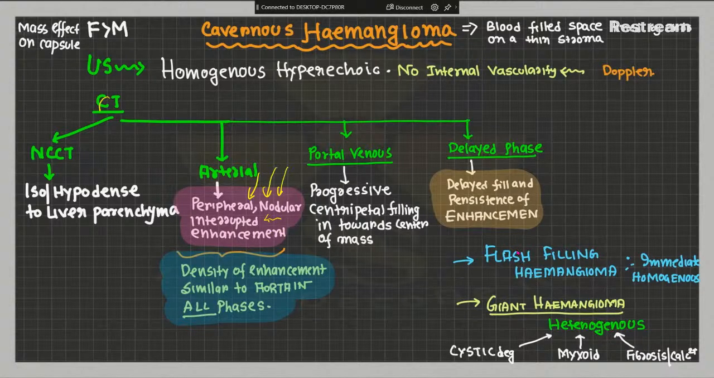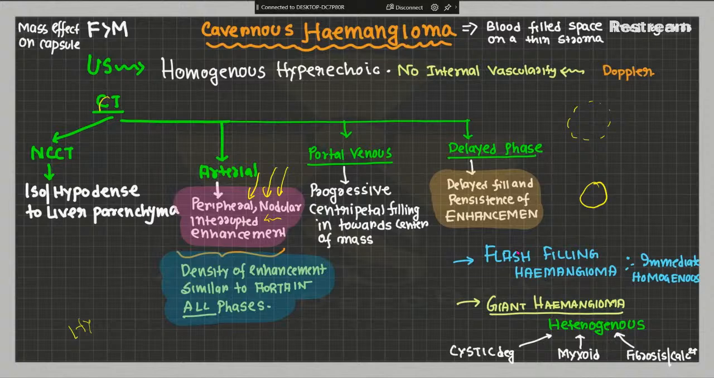If you ask me why the importance of interrupted arterial enhancement, I will tell you that it helps me to differentiate from hypervascular metastasis. If you see a hypervascular metastasis, it will also show a peripheral ring enhancement. That ring enhancement will be continuous, whereas in hemangioma, the peripheral arterial contrast enhancement will not be continuous. It will be interrupted. So this is a differential point.